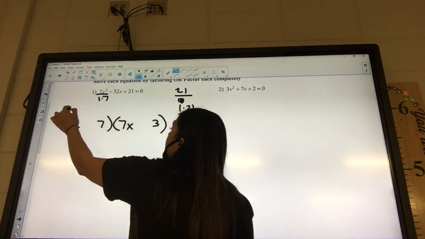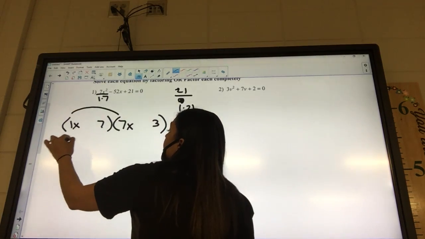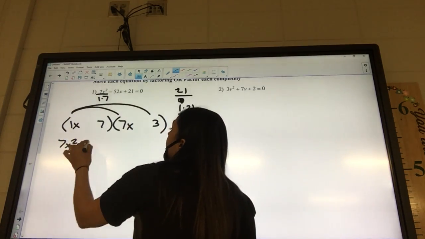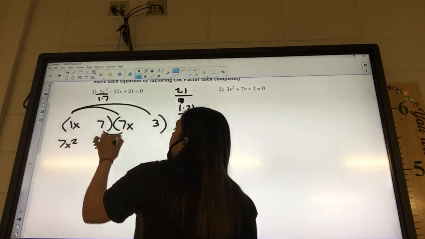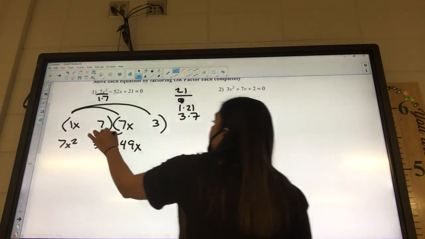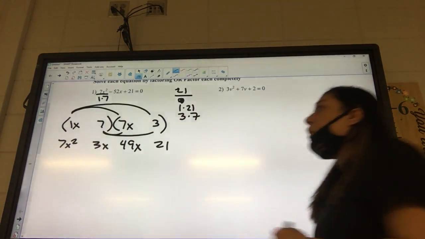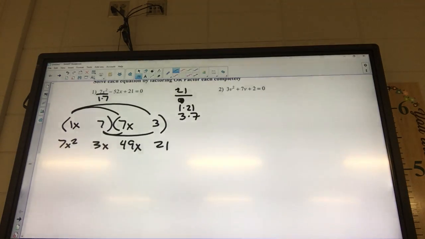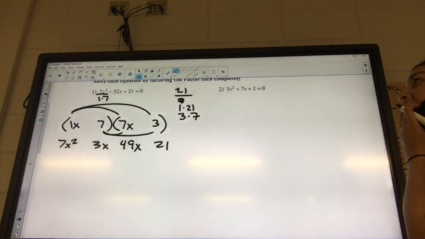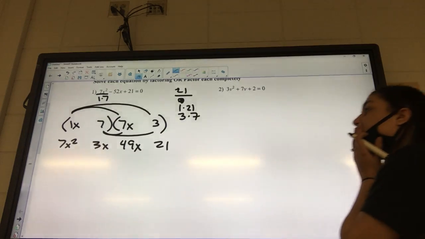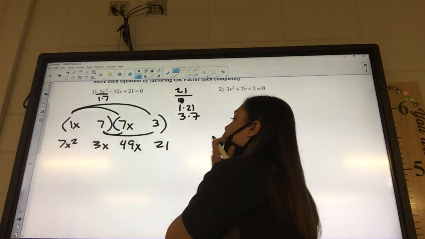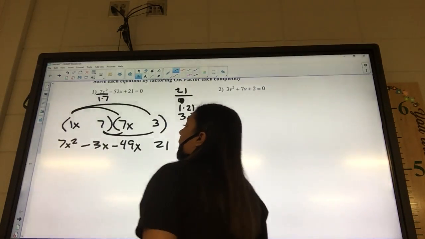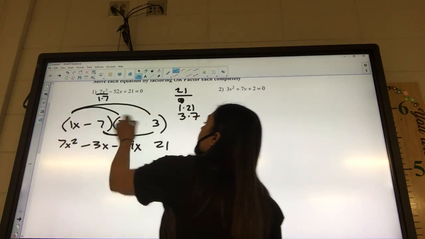So we check the first, it's going to be 7x squared. The outer, 3x. Inner is 49x. And then the last is 21. Would a 49 and a 3 give you a 52? Yes. How? I need a negative 52. Negative 49 plus negative 3. Negative, negative. Okay, so we can fill them in above.